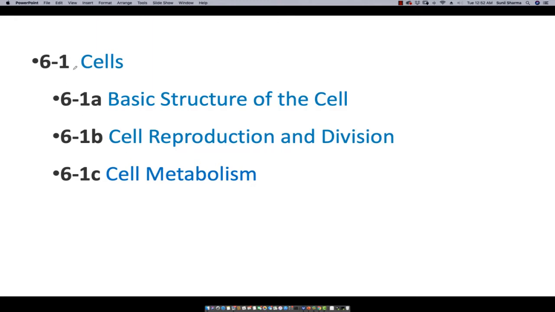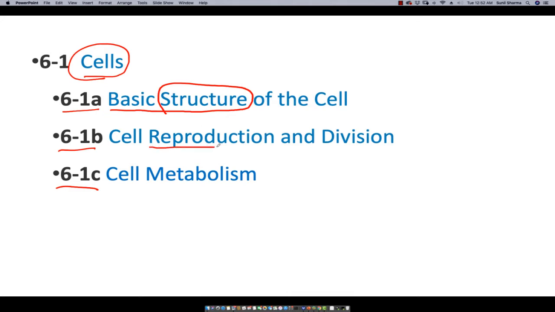And now we look at cells. And when we look at cells, there are three areas we're going to be looking at. First is the basic structure of the cell. We'll see what the cells have inside them, what they're made up of. And then we have cell reproduction. How do these cells divide? How does one cell become another cell become another cell?